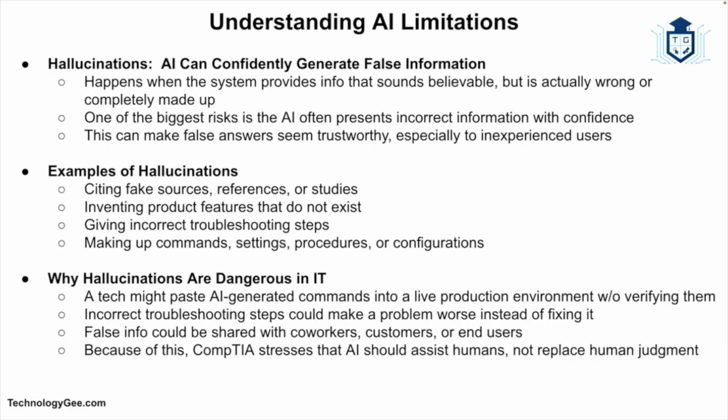Then there's the issue of hallucinations. Now, this one surprises a lot of people because an AI hallucination occurs when an AI system generates information that sounds correct, but is completely false. And the scary part is AI often presents these hallucinations with confidence. Some examples of AI hallucinations are citing fake sources or studies, inventing product features that do not exist, giving incorrect troubleshooting steps, or making up command settings or configurations.